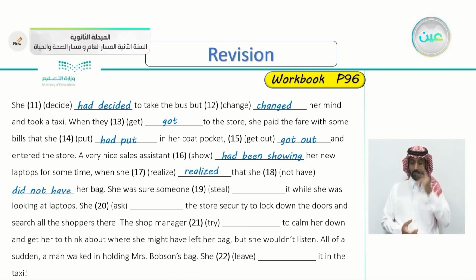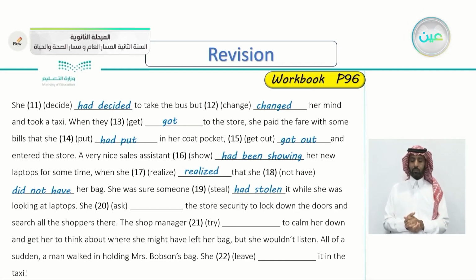She was sure someone, and the verb steal, she was sure someone had stolen it while she was looking at laptops. So the verb steal here, yes, that's correct. She was sure someone had stolen it while she was looking at laptops.